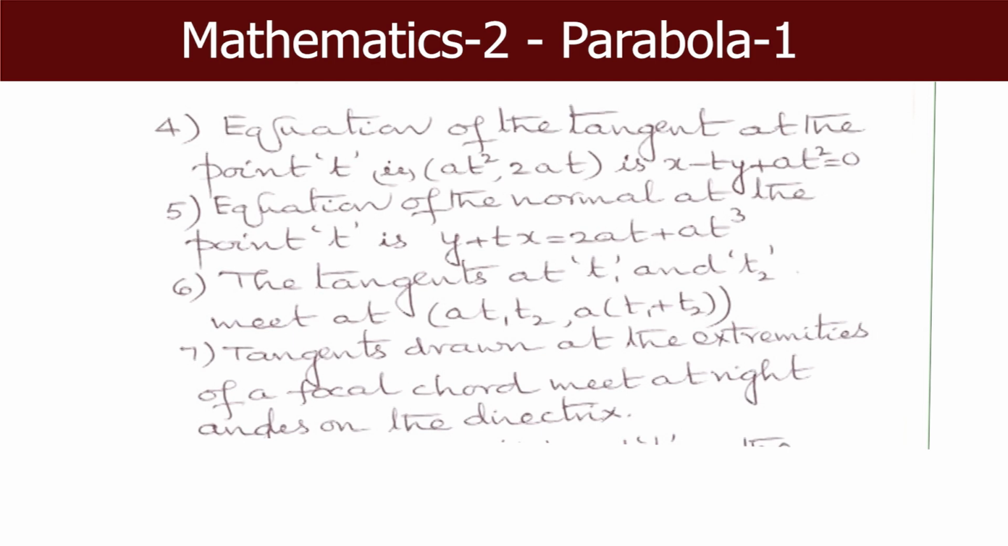The normal to the parabola at t is y plus tx equal to 2at plus at cubed. One must know all these things, there is no way, because we very often get these applications of these equations of tangent and normal in almost every problem.